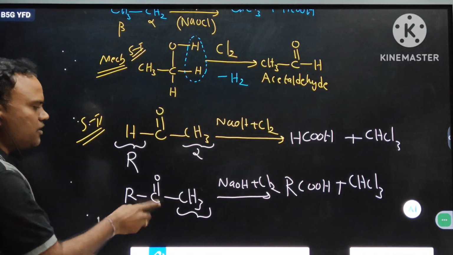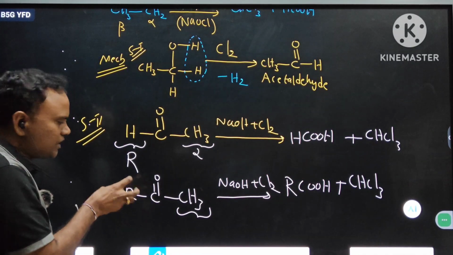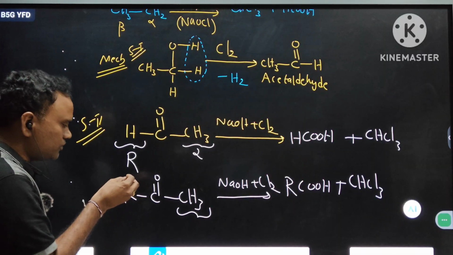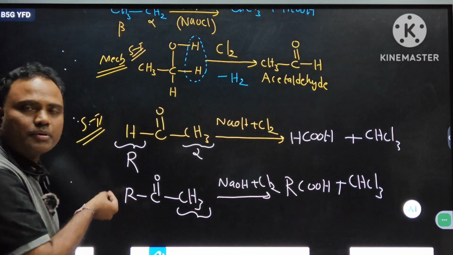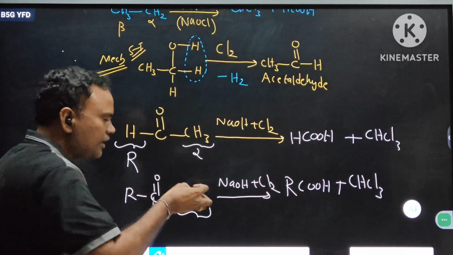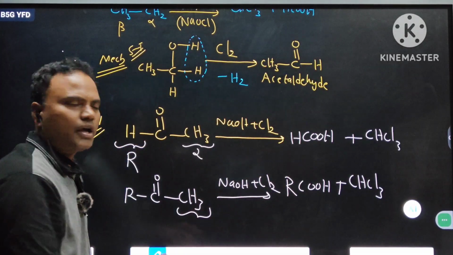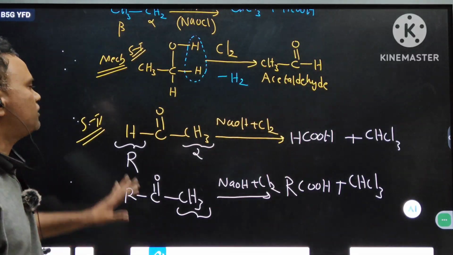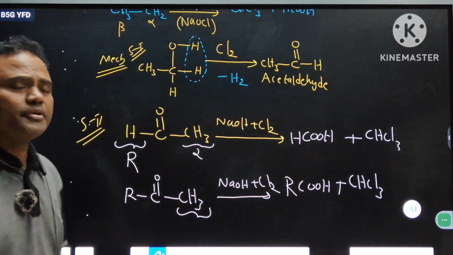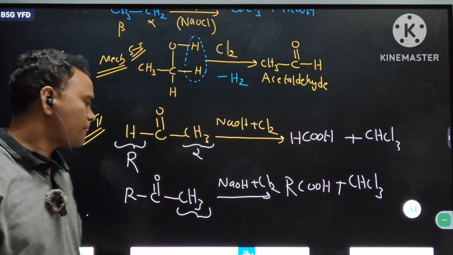And how to write this? What is present in the place of R? R may be H like this. R may be CH3. R may be CH2CH3. Write that R as it is and immediately attach COOH. Clear? Right. Now coming to our original reaction.